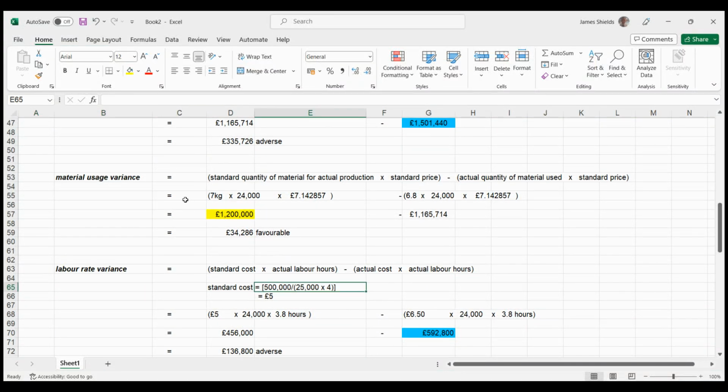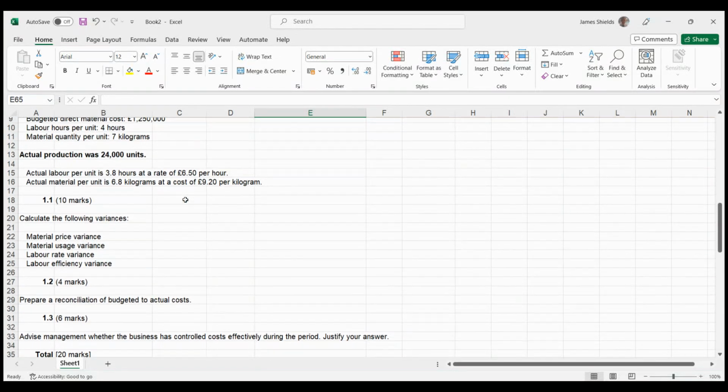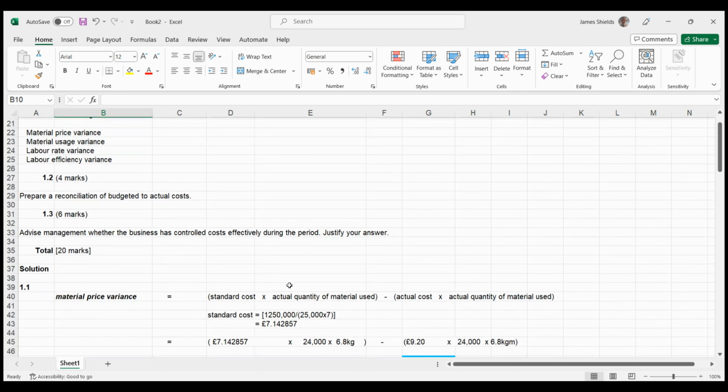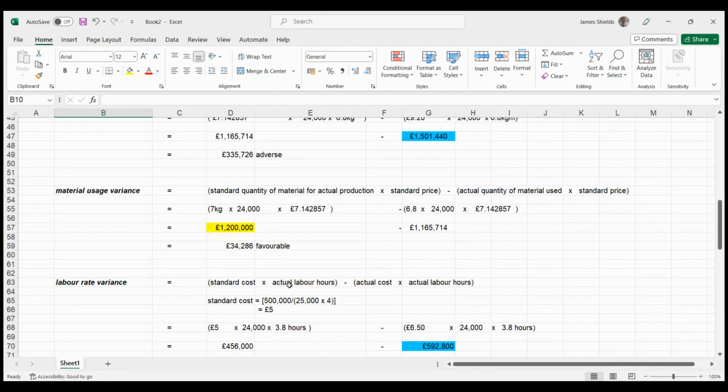Then divided by the expected total hours. So go back to the question here. So it's 25,000 units and it's 4 hours per unit. So it's 25,000, sorry, times 4. So we do the calculation. 500,000 divided by 25,000 times 4 gives us a standard cost of £5. So now we can start working out the variance. So the standard cost is £5.